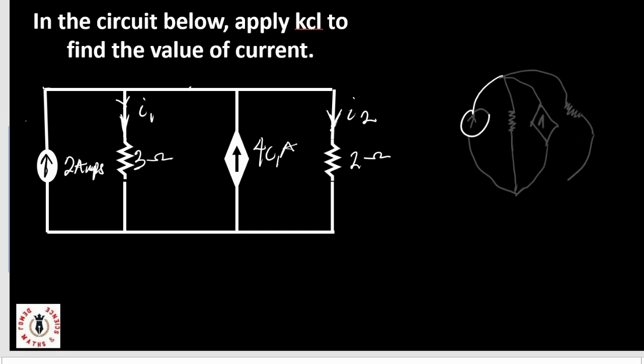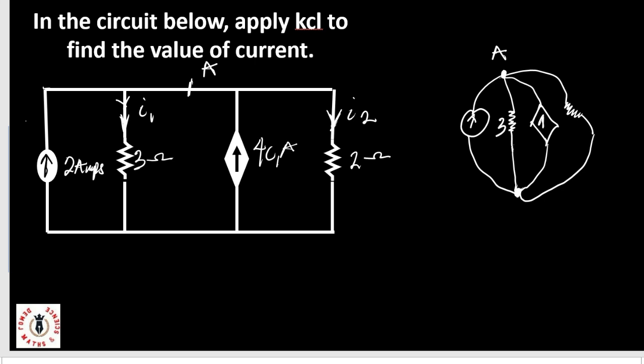Now, I can redraw it this way, so that everything is at a node. Everything is at a node here. We can tag this node A. Now, I can take node A as a point here. This is node A. And we can take this as our reference node.